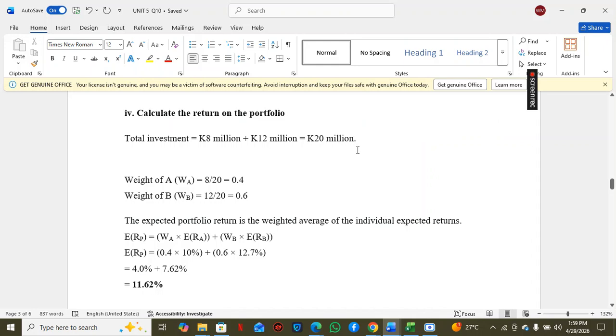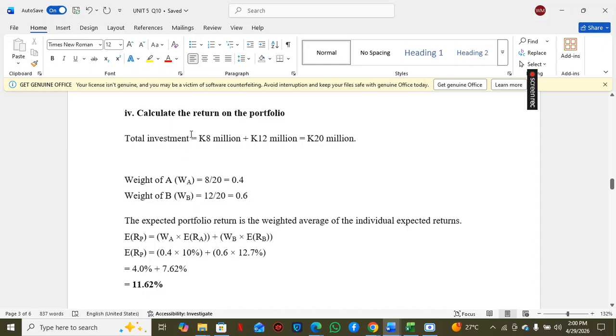That's the total amount invested. So when you say the weightage of company A, it means out of the 20 million, what percentage is the investment in company A? You say 8 divided by 20, 0.4. So company A represents 40% of that 20 million investment. For company B, out of this 20 million, what percentage is company B? 12 divided by 20 is 0.6. So 60% of this 20 million is the money invested in company B.